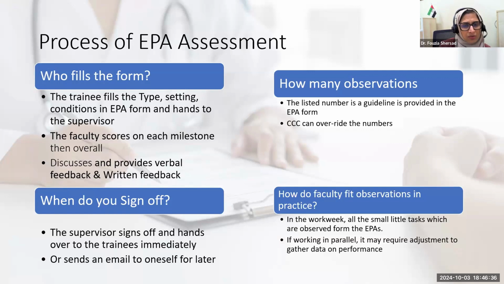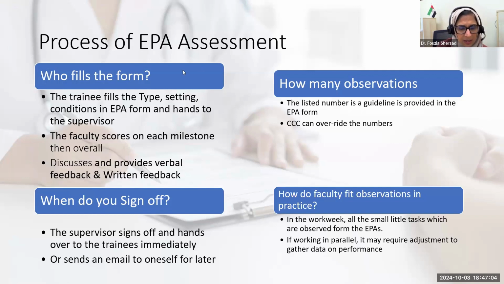And how many observations? I think Dr. Theodora already covered. There is a guideline which you will find on the EPA form, but these numbers are just a guide. These numbers are not hard and fast rules. The CCC can override the numbers. Now, if you have not reached the numbers, but you have been performing extremely well, the CCC can say that this candidate can be entrusted. So it can be achieved.